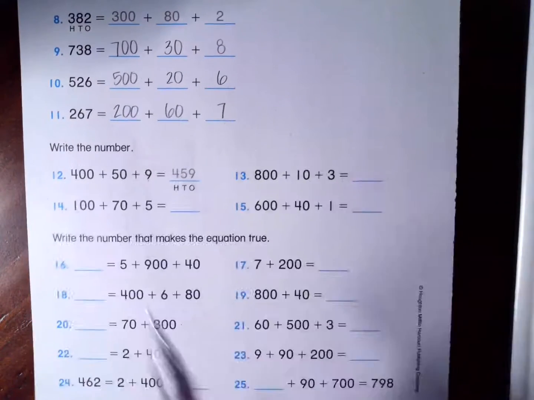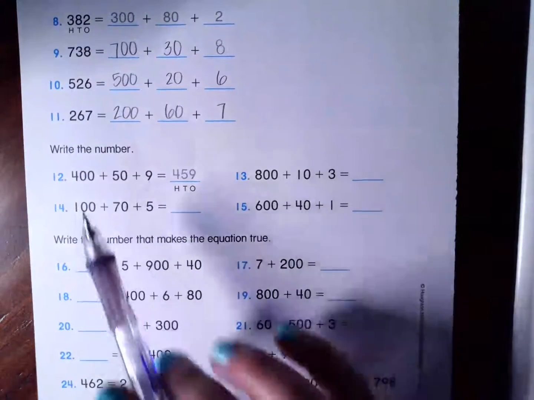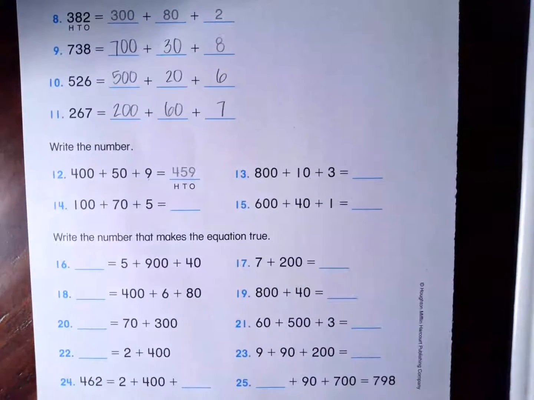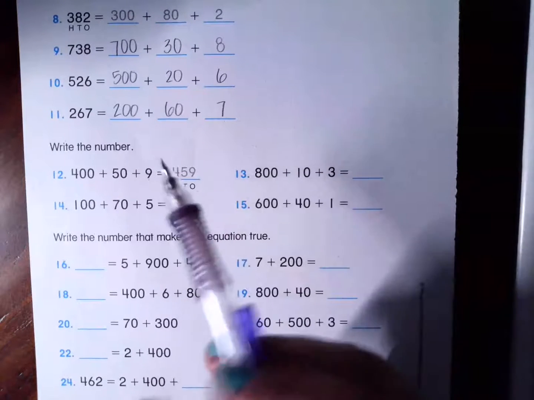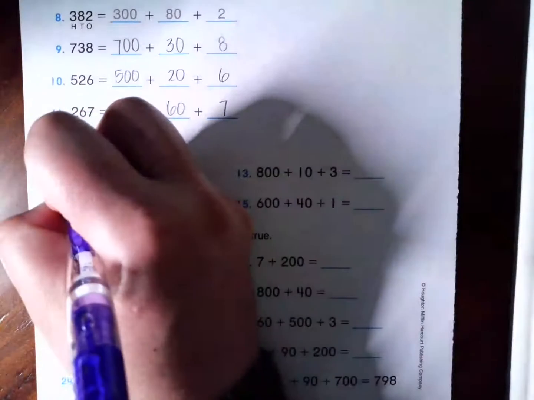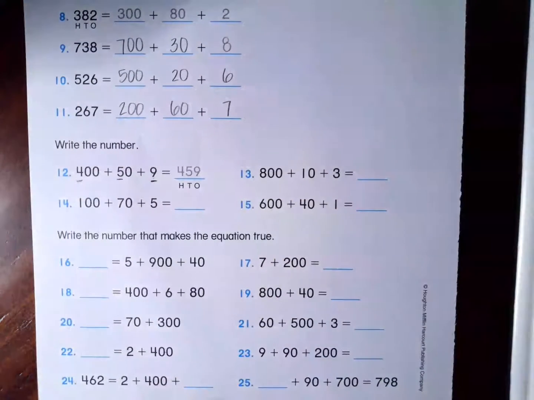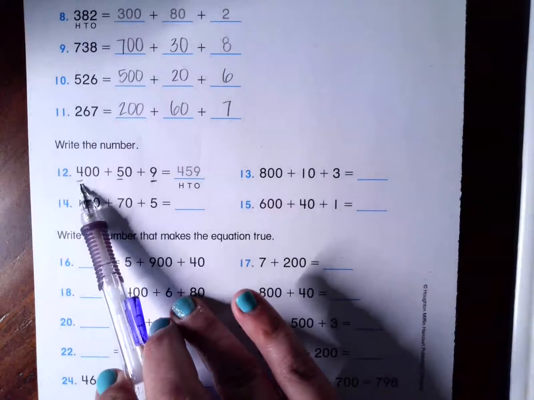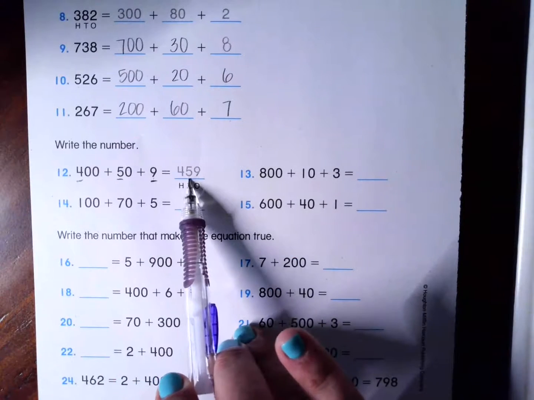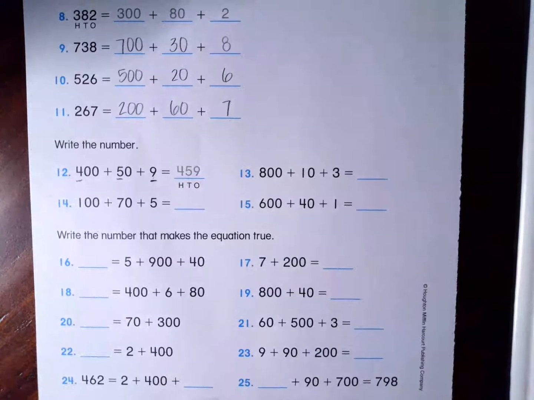Numbers 12 through 15 say write the number. So it's switching it up. It gives us the expanded form, and now it wants us to squish those numbers together, get rid of those extra zeros, and write the real number. So when you go from expanded form to standard form, you are looking at the first digit in each number. So 4, 5, 9. If you would like to try these 3 on your own, please go ahead.